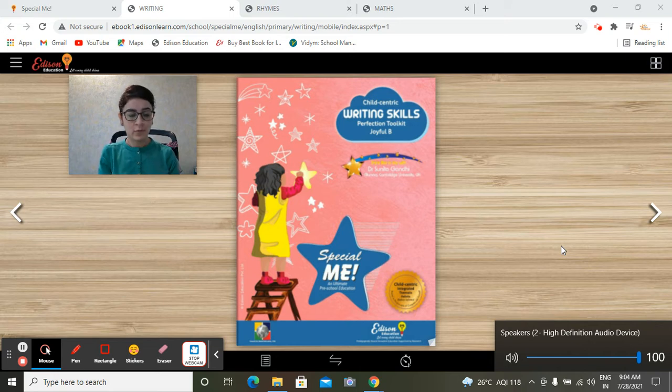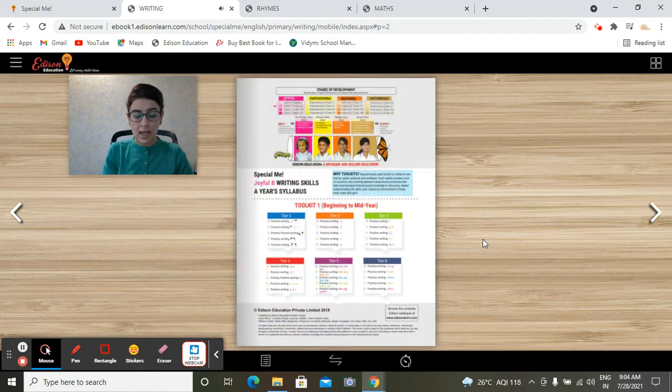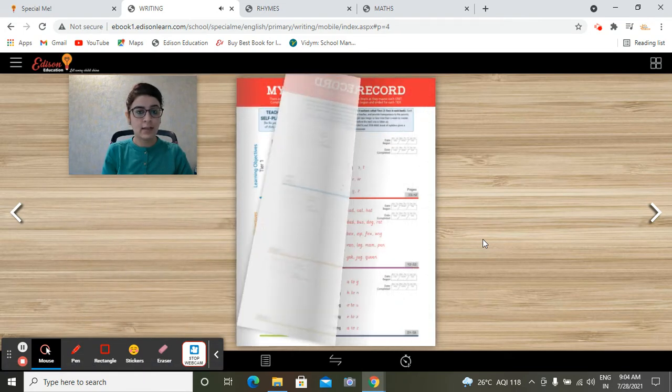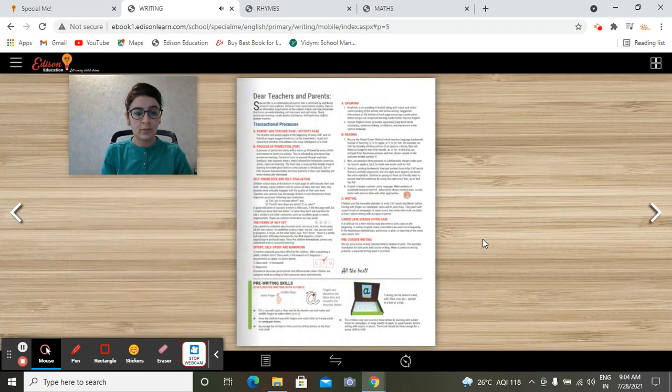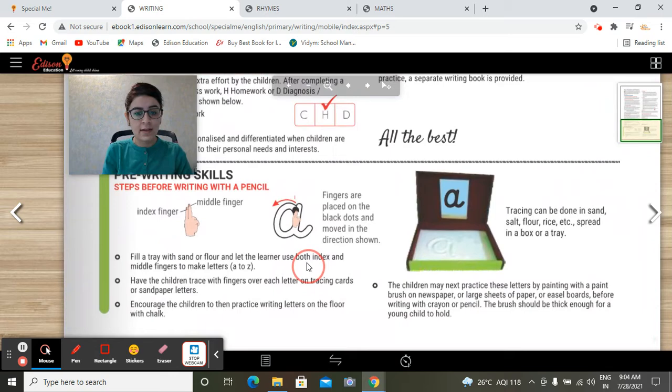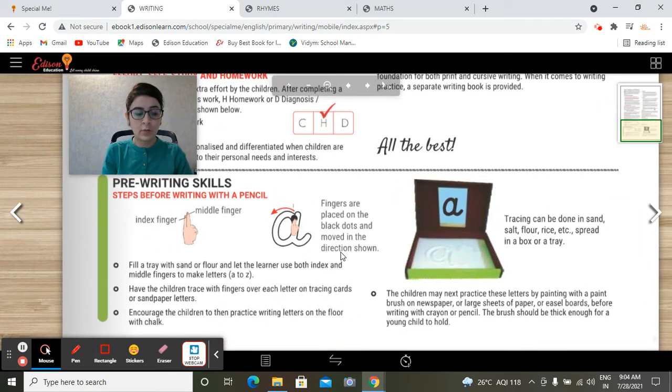So, first of all, go and bring your writing skills book. Let's start the class with writing skills. And make sure to bring your pencils and eraser, okay? Go and bring your stationery as well and your writing skills book. Go fast.